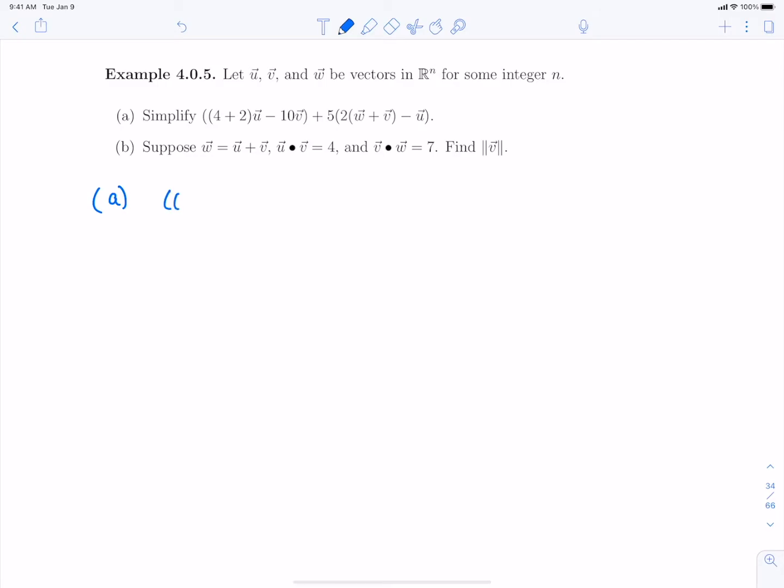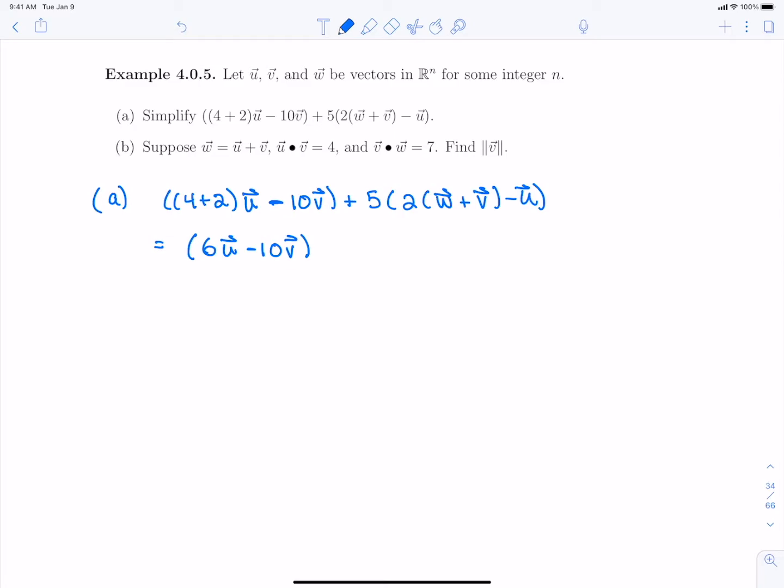So if I was to rewrite that out, I've got 4 plus 2 times vector u minus 10 times vector v. So those are scalars. And I've got 5 times 2 times w plus v minus u. And so we can go to some of the properties that we identified to help us simplify this. Now first, this 4 plus 2, obviously, that's kind of silly. That should be written as 6. And that just then becomes 6u minus 10v.